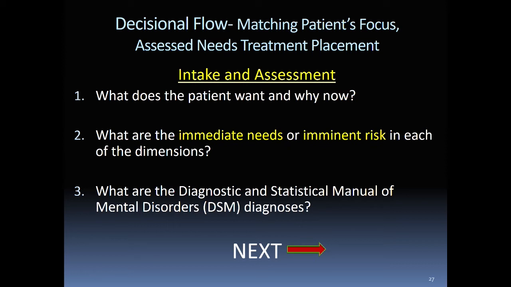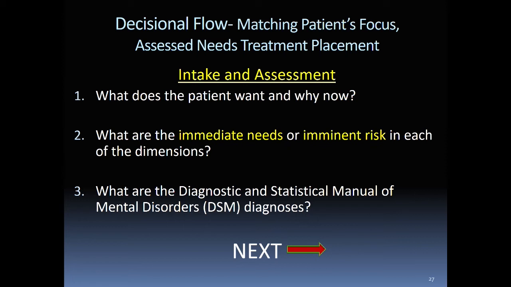What are the immediate needs or imminent risk in each of the dimensions? So again, you want to assess what types of symptoms the client is experiencing, and regarding imminent risk or the seriousness, the danger of the situation. In particular, Dimension 1, the acute intoxication withdrawal potential. If it's a particular client that needs immediate medical attention, we would want to make sure that is addressed.